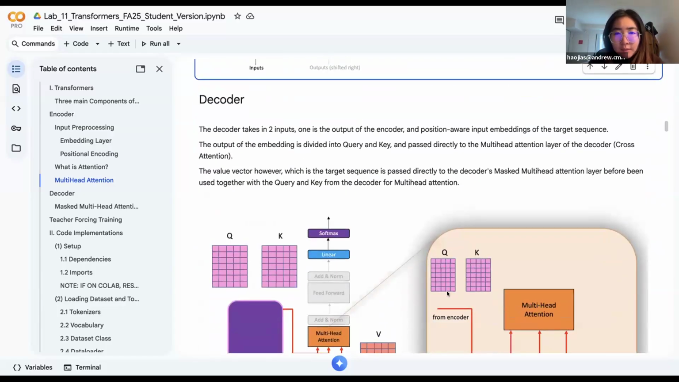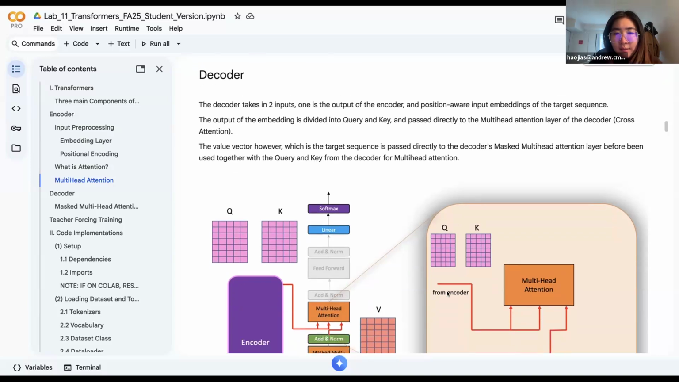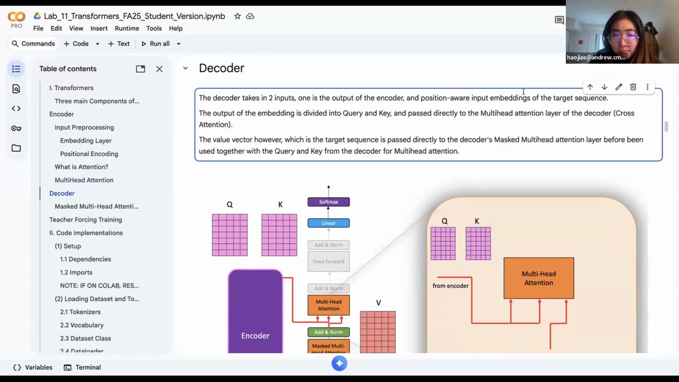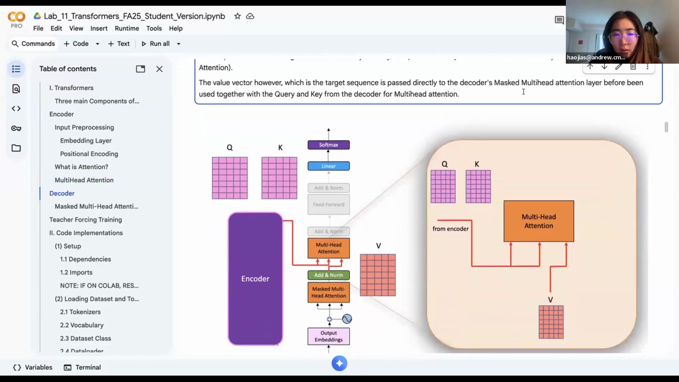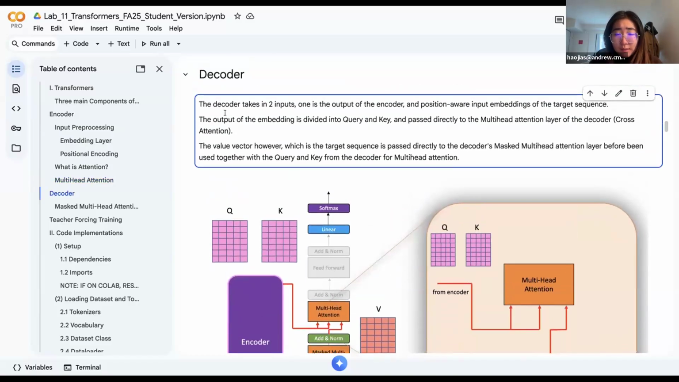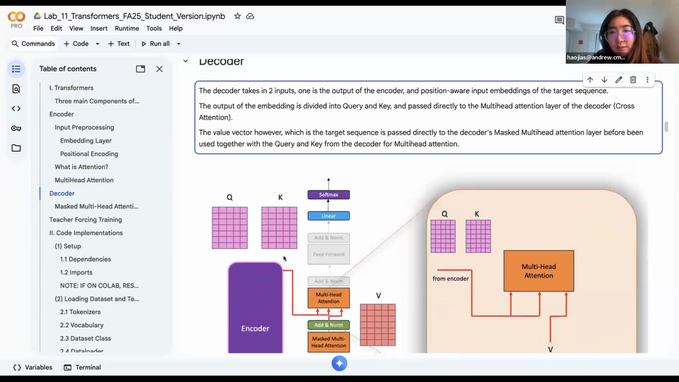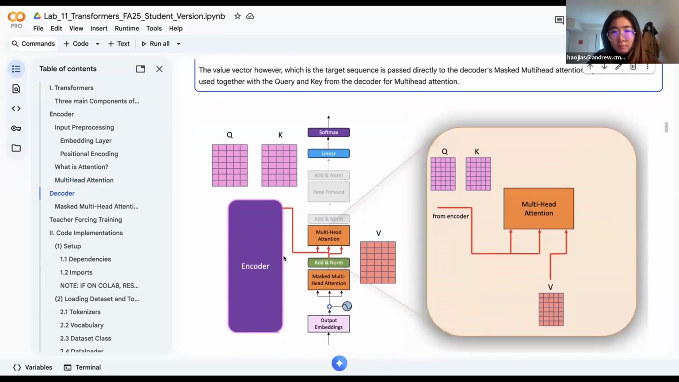Cool. And then for the decoder, actually it's very similar. So basically if we have the encoder, the decoder will take the inputs from the encoder. And then another thing is also the positional embedding for our target sequence. And then it will also calculate the attention. So this output embedding will be divided into the query and key. And then we will still go through this multi-head attention layer.